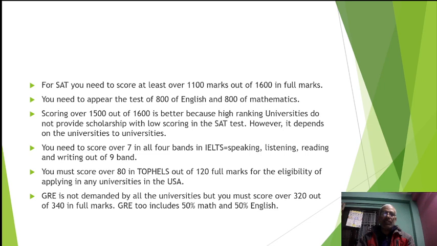You need to score over 7 in all 4 bands in IELTS, right? IELTS in speaking, listening, reading, and writing, out of 9 bands. Full is 9 and minimum is 7, or 6 is the minimum requirement, and 7 and 8 would be good for the students who take the IELTS test, right? You must score over 80 in TOEFL out of 120 full marks for eligibility to apply to any university in the USA. If you get less than 80, this is not good, and over 100 is better, right?